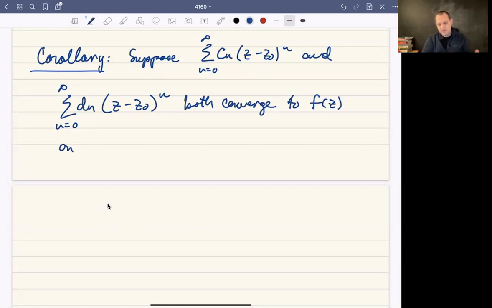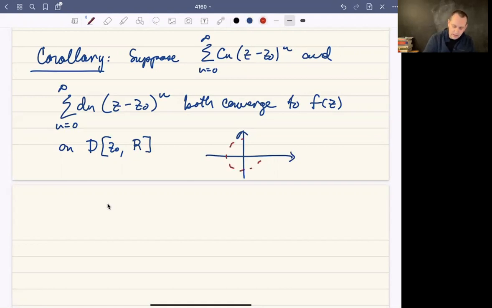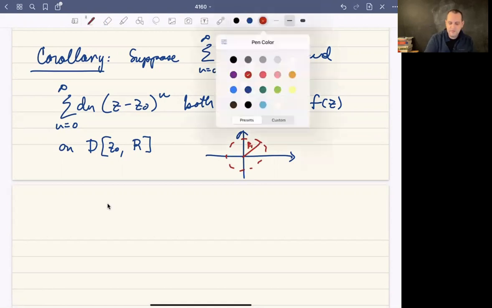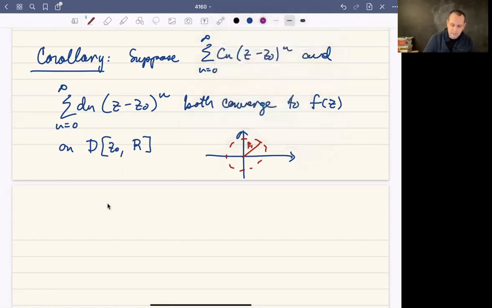I'm not saying that they have to be the same radius of convergence, but just on some disk centered at z naught of radius r. To clarify, this first power series, c sub n, has some radius of convergence. Call it capital R1. Capital R1 is this distance really. And then the other power series has maybe some other radius of convergence. No idea what it is. Maybe it's smaller, maybe it's bigger, it doesn't matter.